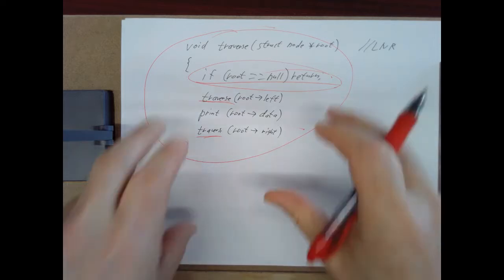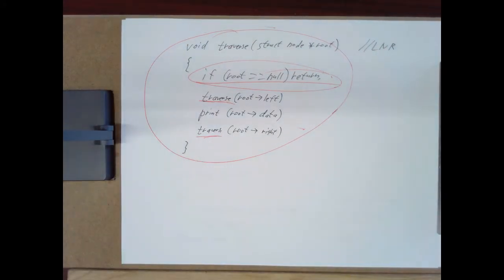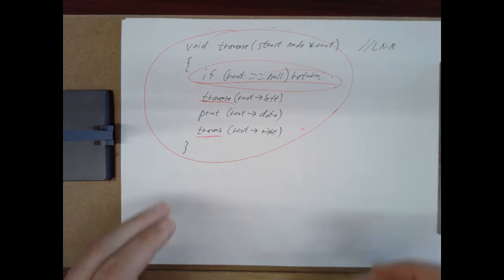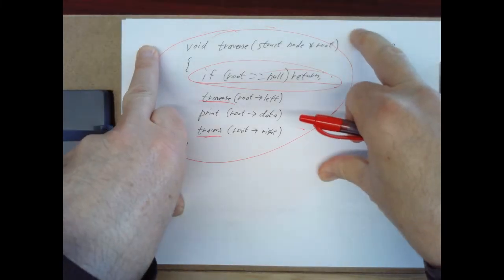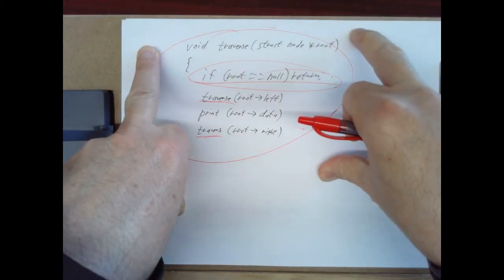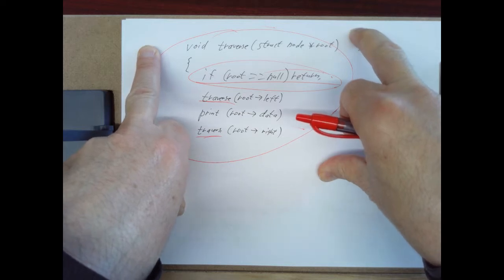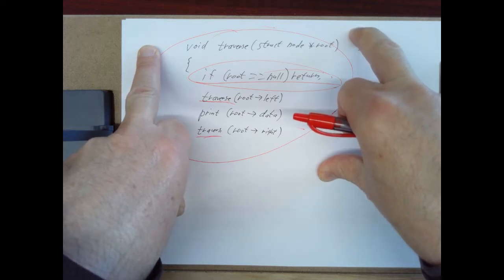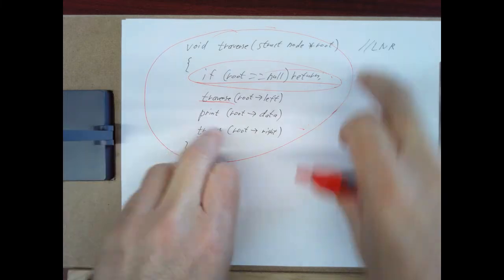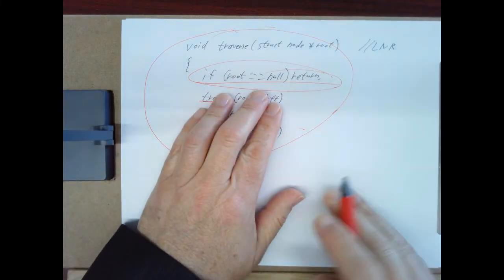So buried inside here is a nice mathematical induction proof that this algorithm works. We could make a proposition P of n, where n is the height of a tree, that this algorithm will successfully traverse a tree of height n. And we know that it's true for the case where the tree is empty, which is actually height of -1, because if the tree is empty, it doesn't print anything.